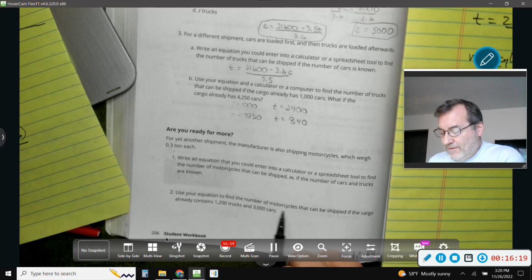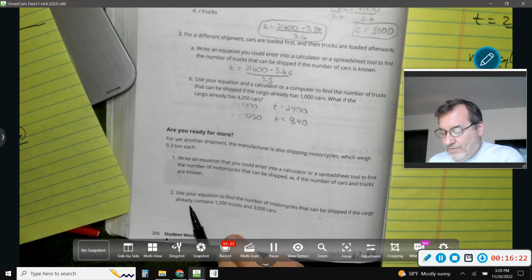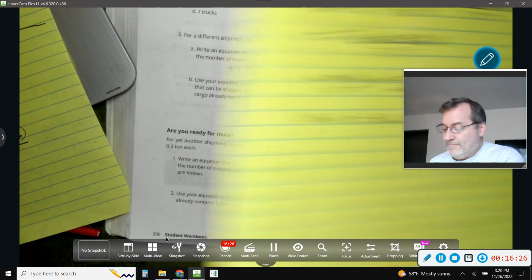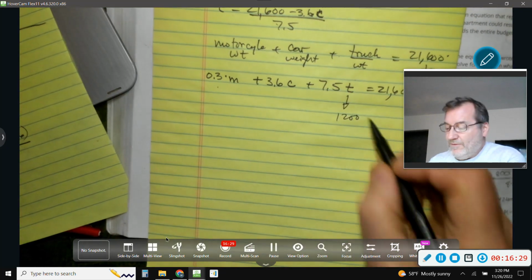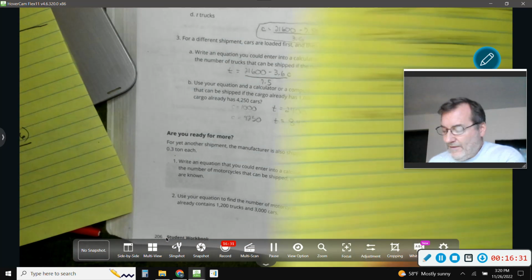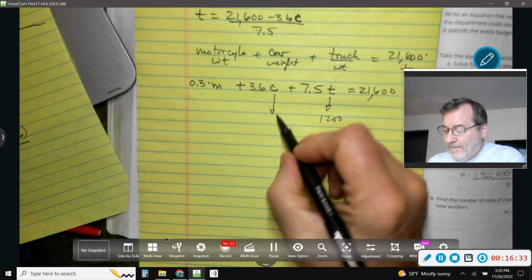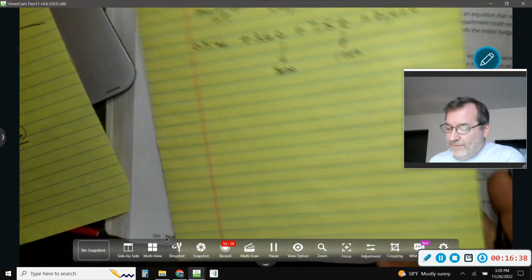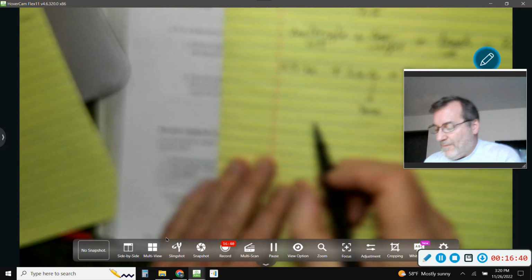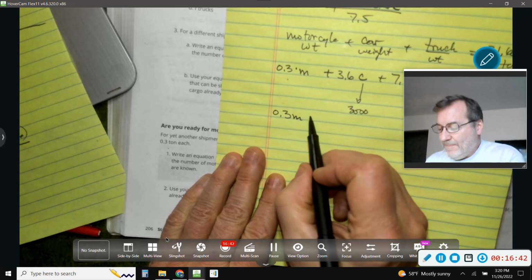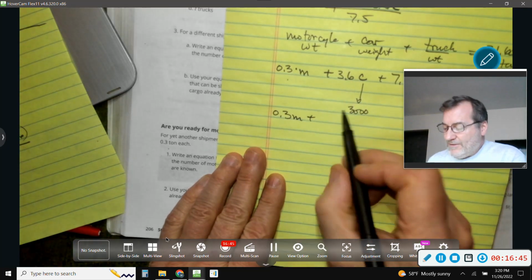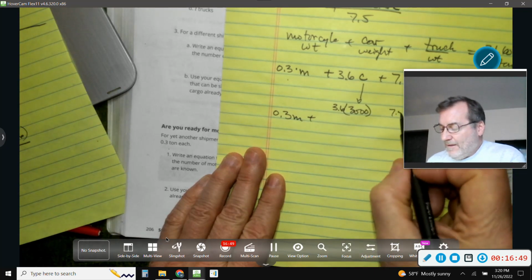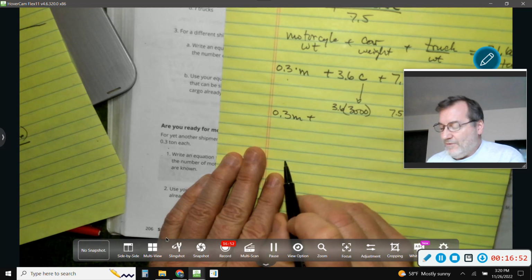Use your equation to find the number of motorcycles that can be shipped by cargo already containing 1,200 trucks. So that is 1,200. And 3,000 cars. Alright. So what you can do on that one is just do a little bit of math here. So 0.3 m plus, well, 3.6 times 3,000, we need to do a little bit of math there. And 7.5 times 1,200, you got to do a little bit of math there.